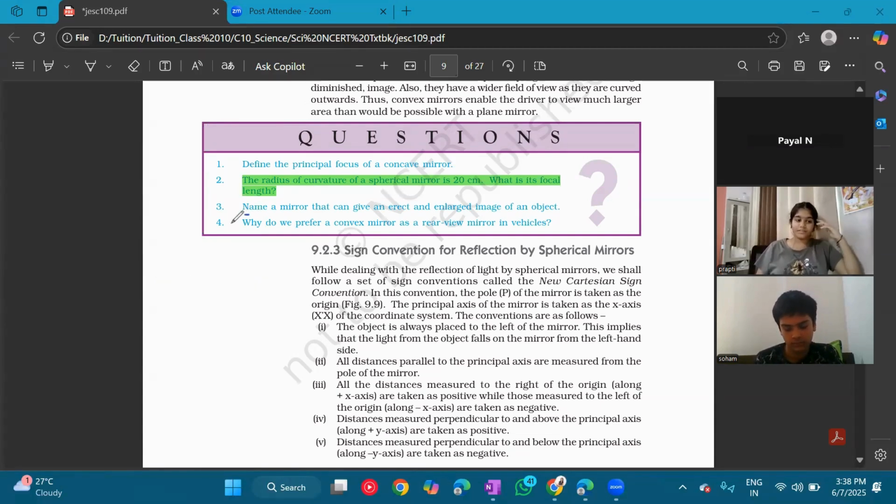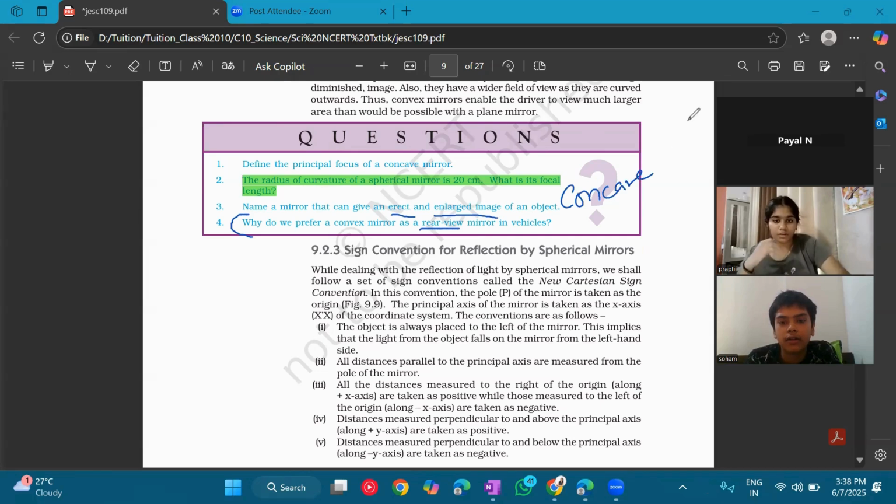Then this also answer I've already made you mark. Why do we use it as a rear view mirror? Name a mirror that can give an erect and enlarged image. क्या आंसर आएगा इसका? Enlarged image of an object. Concave mirror. Yes, it is concave mirror.